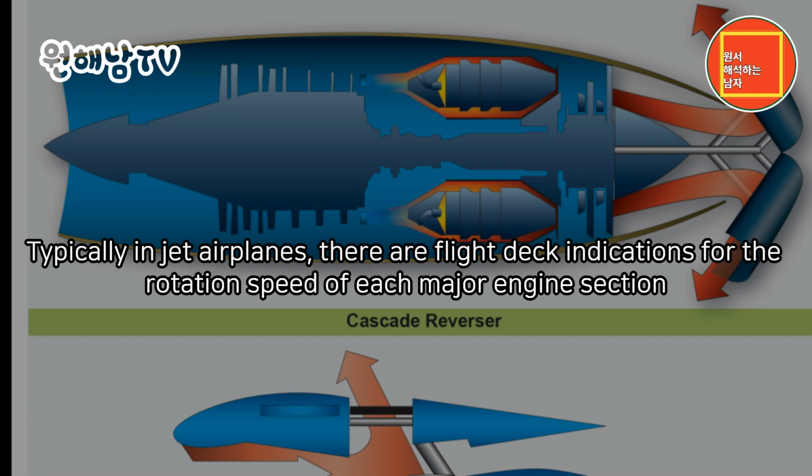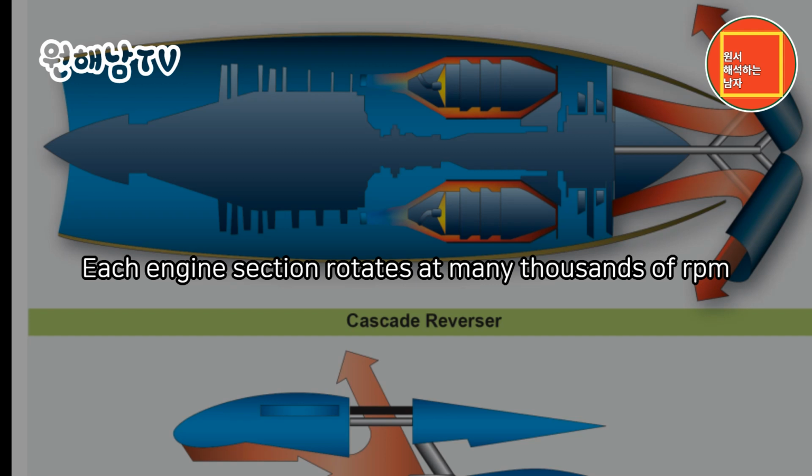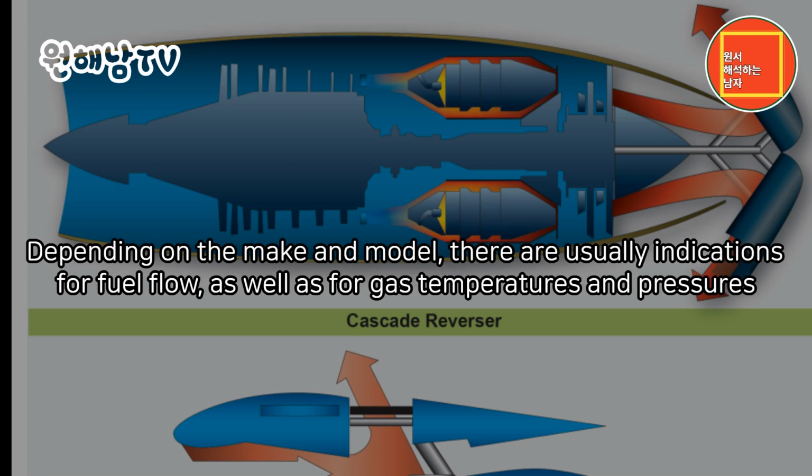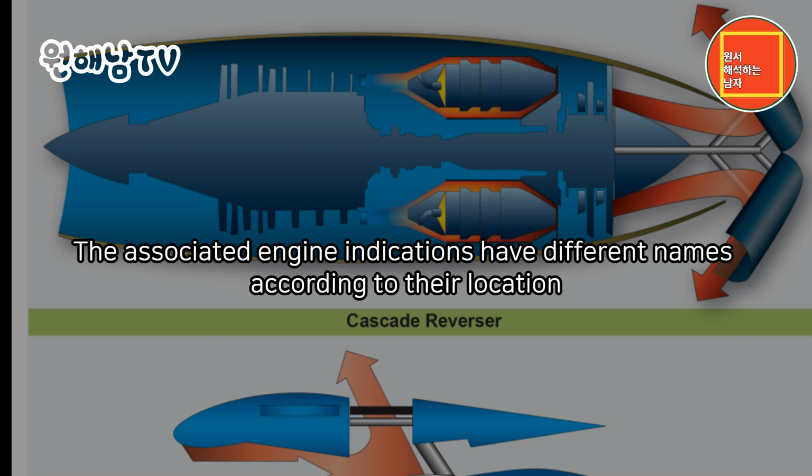Typically in jet airplanes, there are flight deck indications for the rotation speed of each major engine section. Each engine section rotates at many thousands of RPM. For ease of interpretation, the indications read as a percent of RPM rather than actual RPM. Depending on the make and model, there are usually indications for fuel flow, as well as for gas temperatures and pressures. The associated engine indications have different names according to their location.